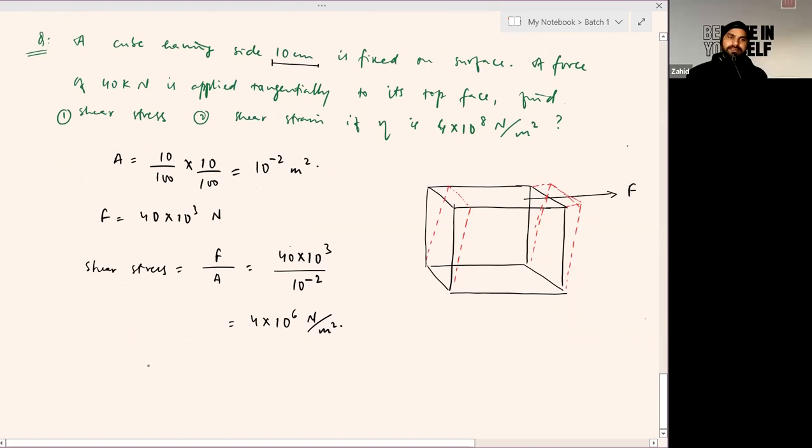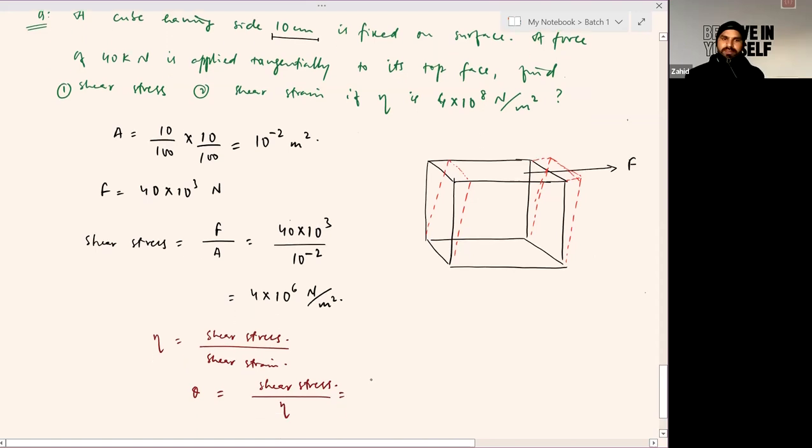So next is shear modulus eta equals shear stress divided by shear strain. So shear strain is denoted by theta equals shear stress divided by shear modulus. Shear stress we have calculated as 4 into 10 raised to power 6 and shear modulus is 4 into 10 raised to power 8. So you will get 10 to the power minus 2 only, and it will be a unitless quantity.